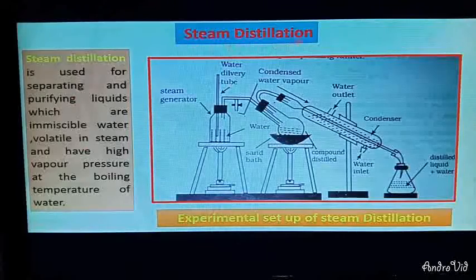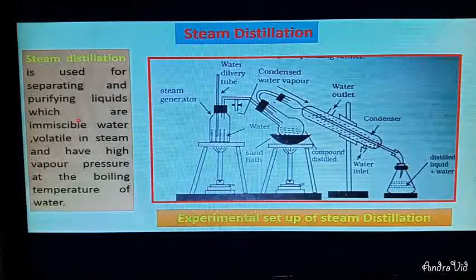So dear students, now about steam distillation. What is steam distillation? Steam distillation is used for separating and purifying liquids which are immiscible with water, volatile in steam, and have high vapor pressure at the boiling temperature of water. So you have to understand clearly, this is a very important and interesting process also.